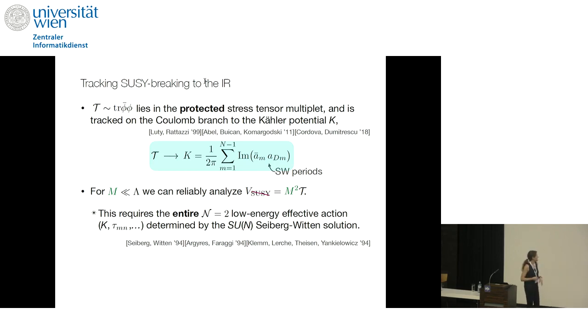So the next comment is that for our supersymmetry breaking scale M small compared to the relevant strong coupling scale in the problem, we can then reliably analyze this deformation as a deformation to the N=2 effective action given by the SU(N) Seiberg-Witten solution. And one comment on this is that this analysis really does require the entire N=2 effective action, so not just the Kähler potential, but the holomorphic couplings and so on, all the non-perturbative data.